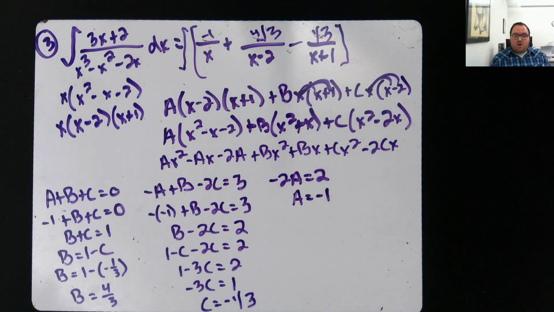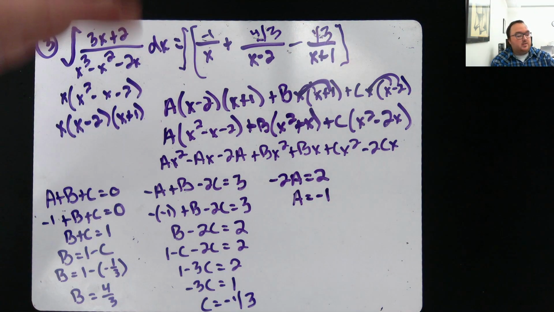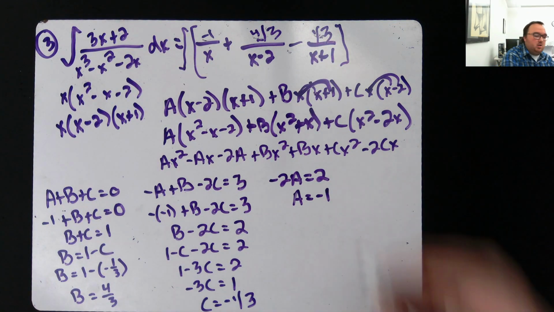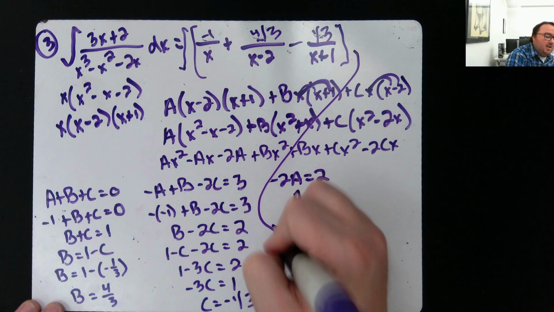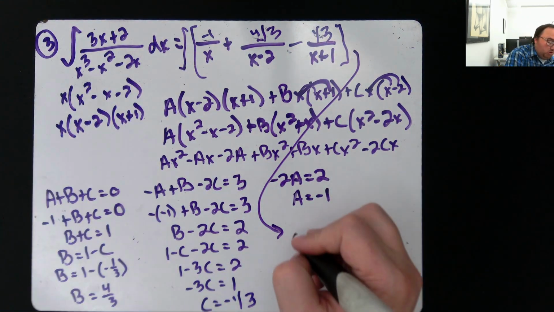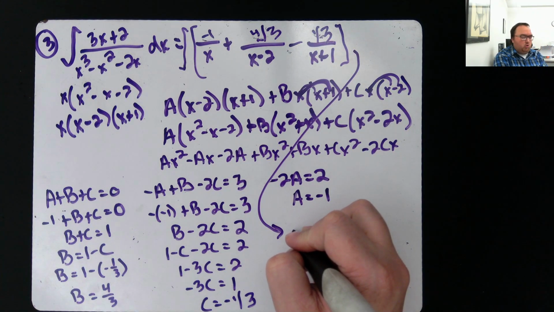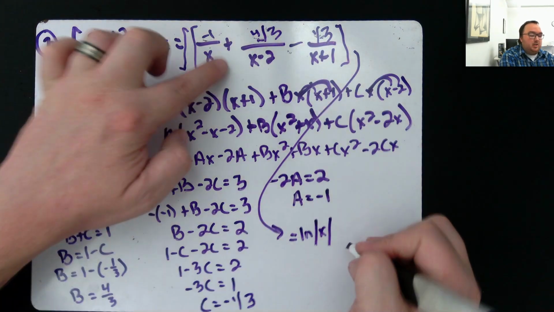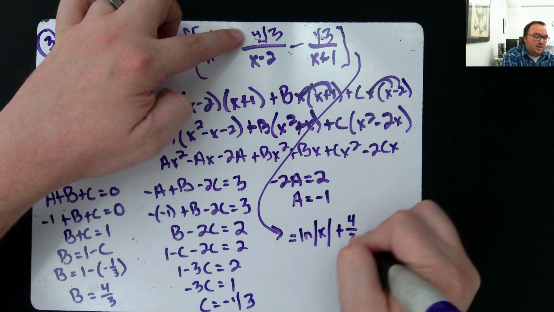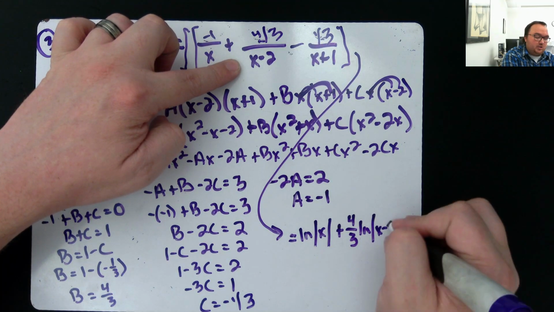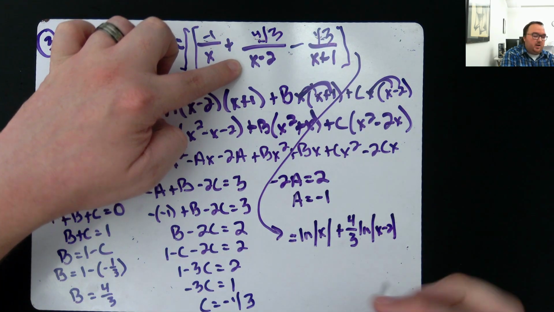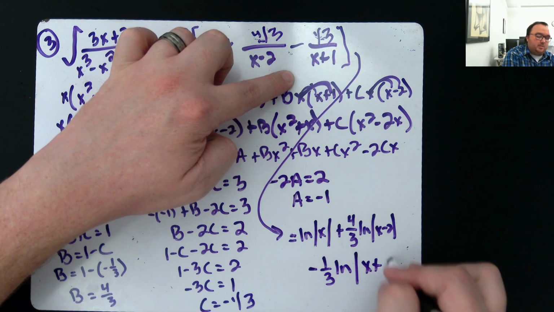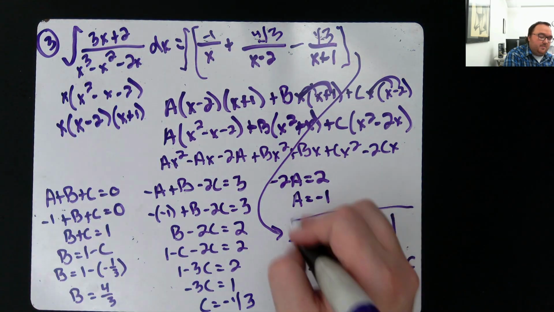Which really helps us out because now I just have stuff divided by x to the first, which we know is the natural log. So I'm going to write this down here. Negative 1 over x just gives us the natural log of the absolute value of x, plus 4/3 natural log absolute value of x minus 2. I ran out of room, so I'm going to move down here. Minus 1/3 natural log absolute value x plus 1 plus c.